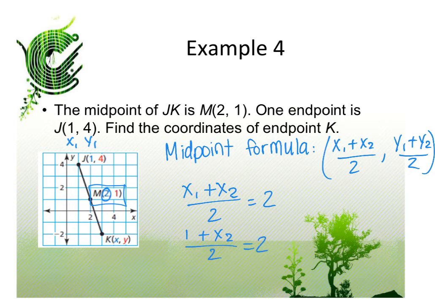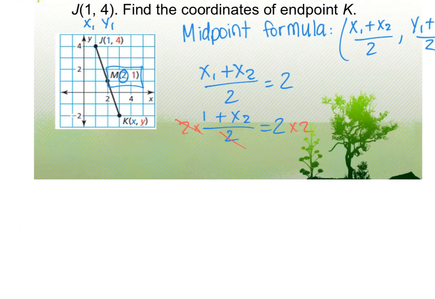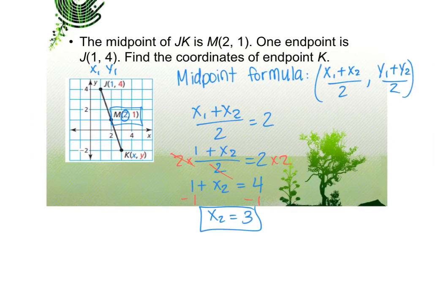We can multiply both sides by 2. I will get rid of this. This will become 4. So then we're going to have 1 + x2 = 4. We can subtract 1 from both sides, and we are left with x2 = 4 - 1, which is 3. So that is the first coordinate.